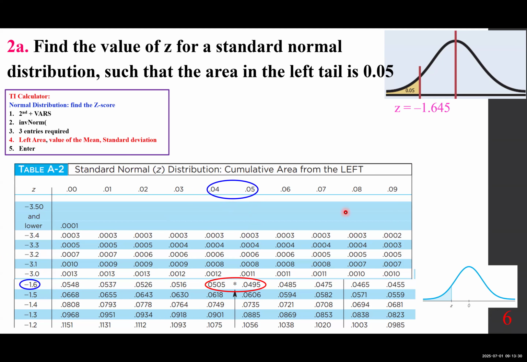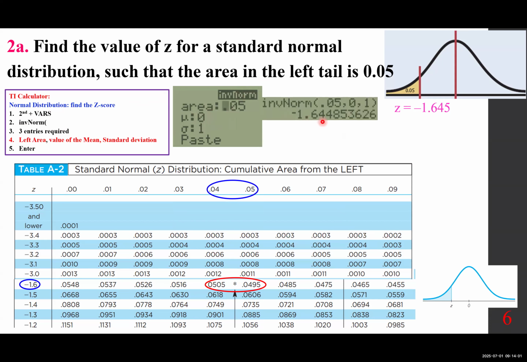Again, this has been calculated, believe it or not, using calculus. However, if you want to use the technology, that is absolutely fine. For example, on a TI calculator, you use normal distribution, find the z-score. Second variables, inverse norm, 3 entries: left area, value of the mean, standard deviation. So inverse norm, area to the left is 0.05, mu 0, sigma equals 1, paste it. And this number obviously has a lot more decimals than this. Okay, but if you were to stop here, then you have to round it.